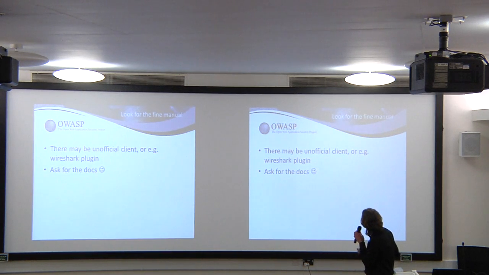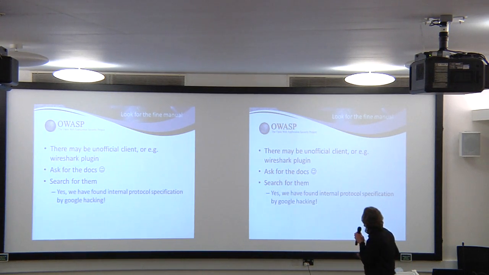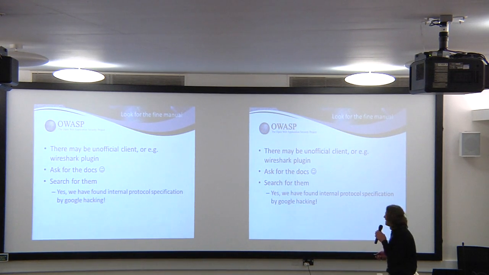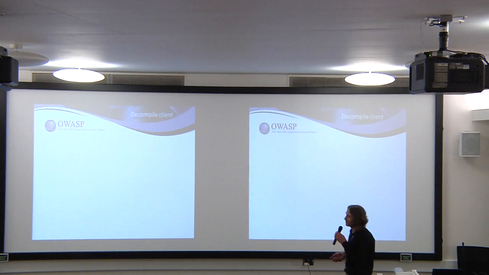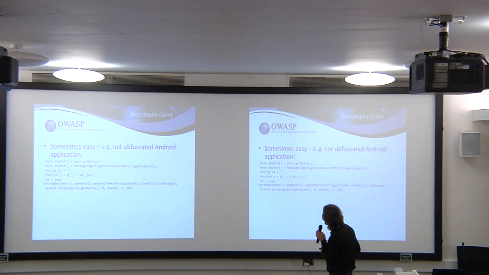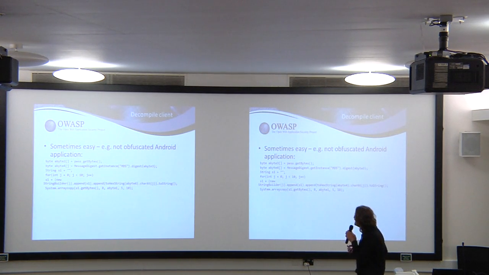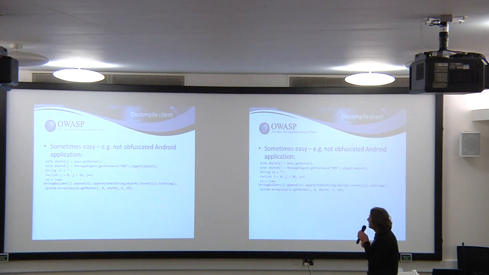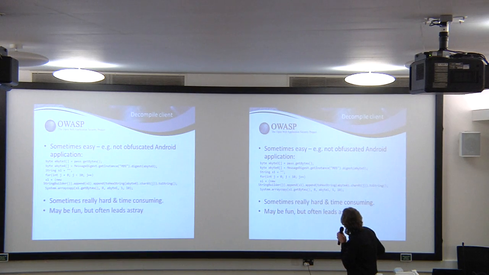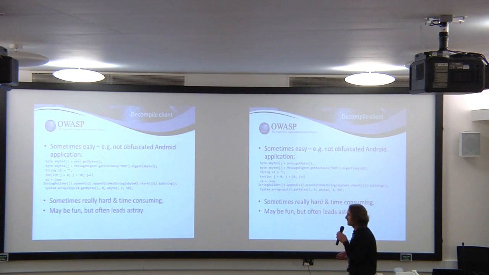So we could try to get some documentation. It sometimes works. You can search for this documentation on, for example, developer API pages, or something like that. We found an internal protocol specification just by Google hacking. Of course, you can try to decompile the client or instrument the client. There are tools for that, but they have some shortcuts too. Sometimes decompiling the client is very easy. For example, with a non-obfuscated Android application, we were able to get to this MD5 I was talking about in the Android source. But sometimes it's very hard and time consuming. So it may not be the shortest path.